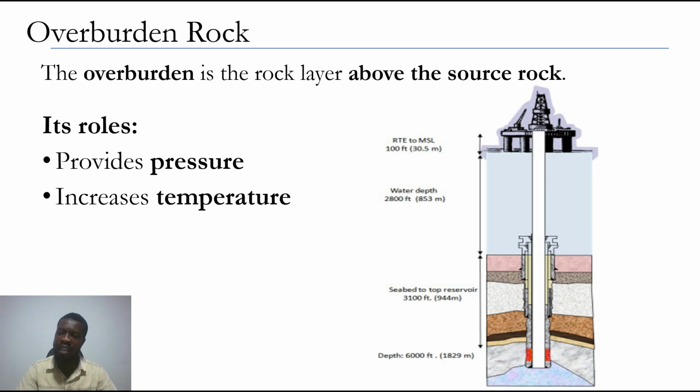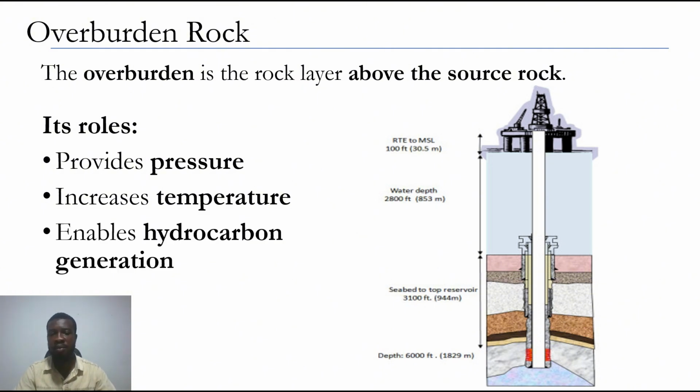Now, one thing about pressure and temperature is that they are related. As pressure increases, temperature also ends up increasing. And so the deeper you go, the hotter it becomes. And so this overburden rock also helps increase pressure, and as a result leads to the increase of temperature, which is a very key element when it comes to the manufacturing or the cooking of organic matter into hydrocarbon. Now, like I said earlier, it is this pressure and temperature that enables hydrocarbon to be generated.